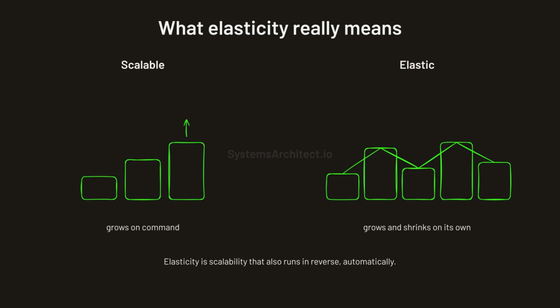So, what actually happens differently in an elastic system? An elastic one grows and shrinks on its own, with no one watching a dashboard. A merely scalable system grows when you ask it to. You configure the rules once. The system then keeps matching supply to demand on its own.